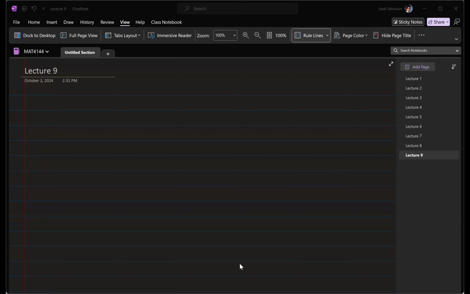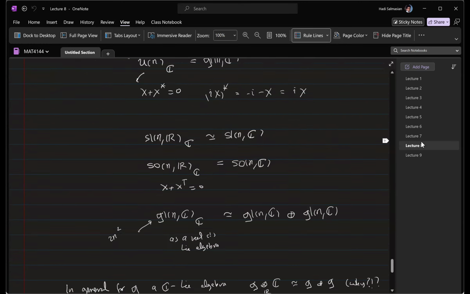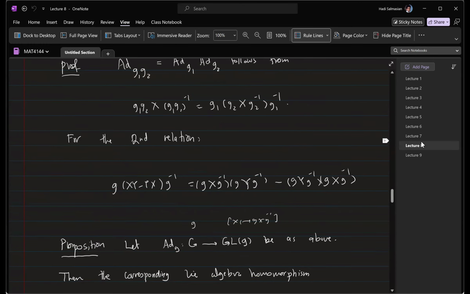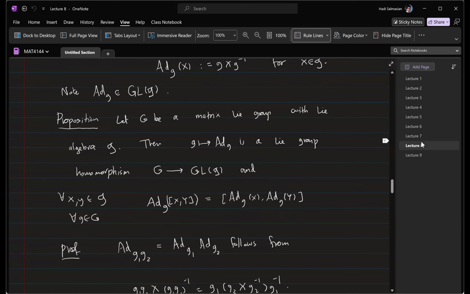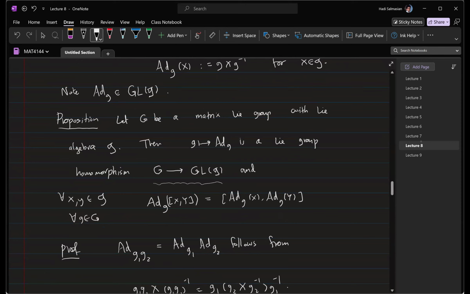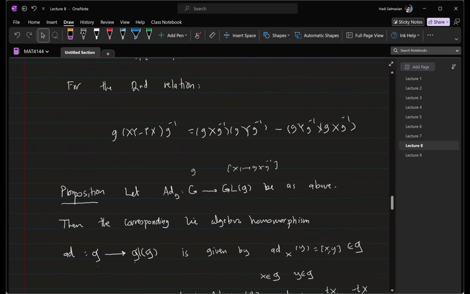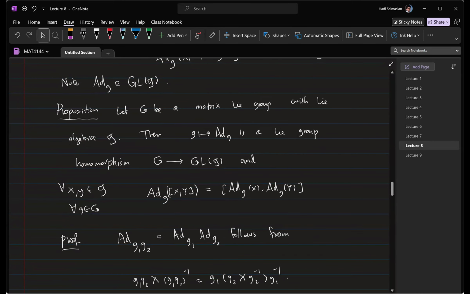Okay, so last time, let me remind you a bit of the last lecture. In the last lecture, we studied this adjoint homomorphism, which is the Lie group homomorphism from any Lie group G to GL of the Lie algebra, to the Lie group of invertible linear transformations of the Lie algebra. And we studied properties of that. Basically, in some sense, it's some conjugation of G down to the Lie algebra level.